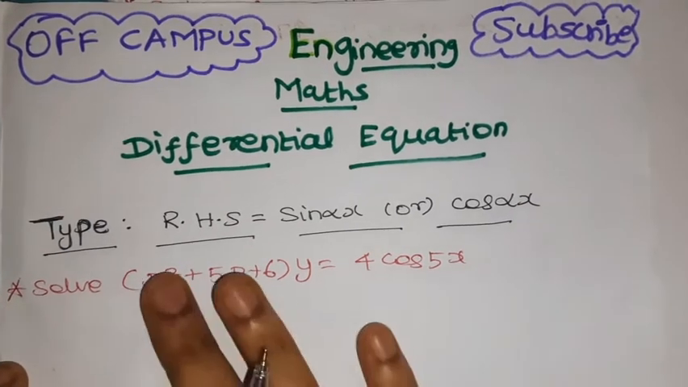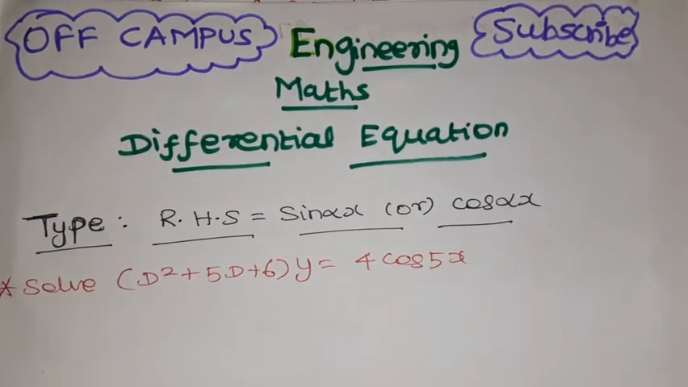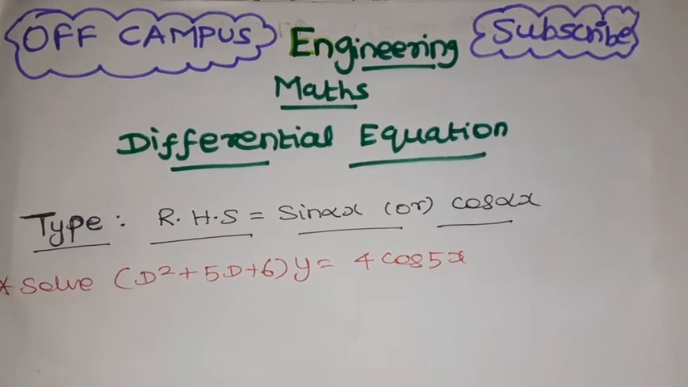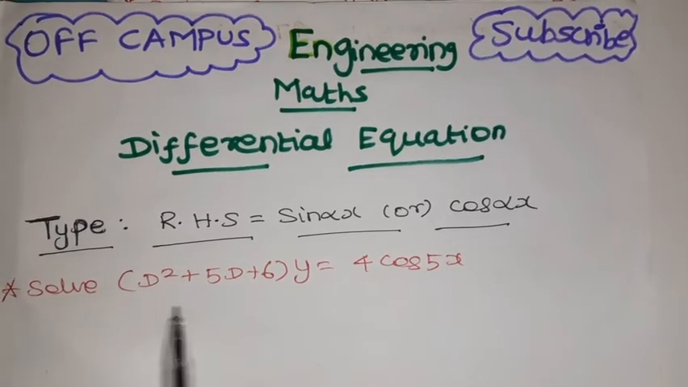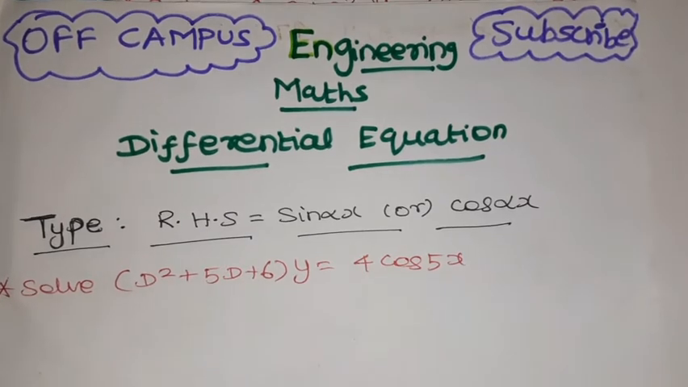In this video, for the type RHS equal to sin alpha x or cos alpha x. If RHS is a sine or cosine function, how are we going to solve this problem? We'll see in this video. The first question given is d squared plus 5d plus 6 into y equal to 4 cos x. So we will see how to solve this problem.